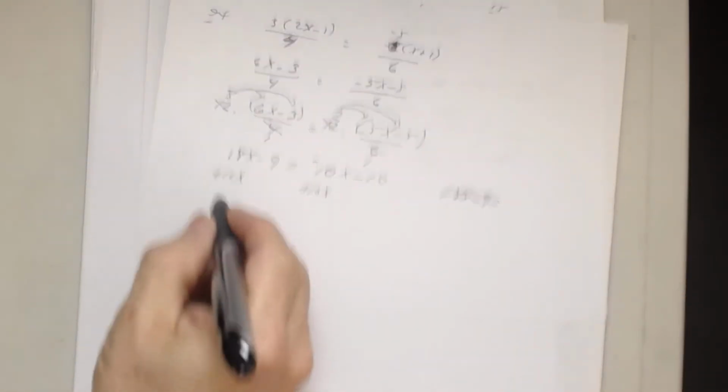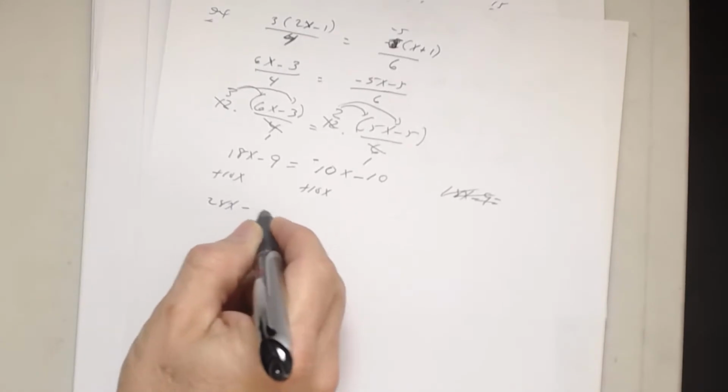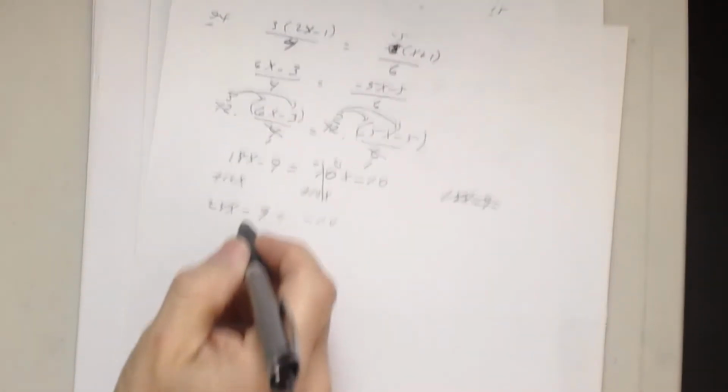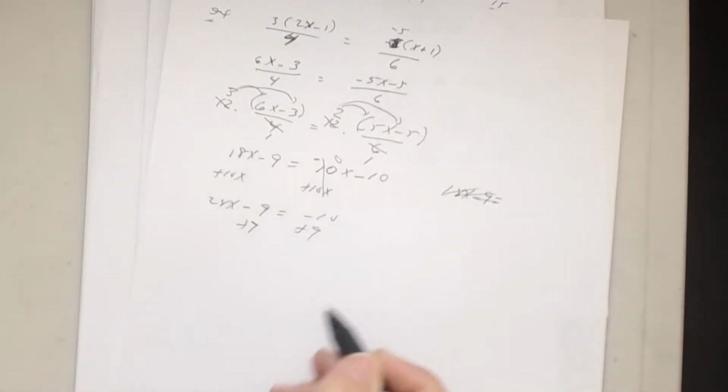18x plus 10x is 28x. I got 28x minus 9 equal negative 10, right? Because negative 10x and 10x is 0. That's what you wanted there. Two more steps and you're done. What's the next step? Add 9 to both sides. Combine like terms.